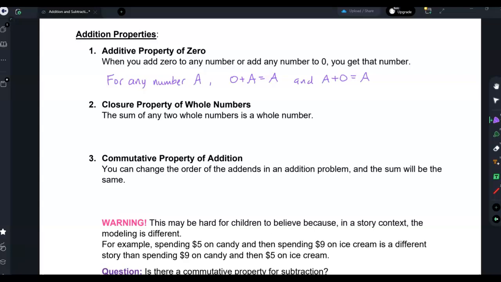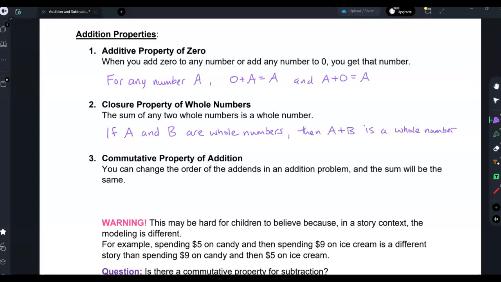So then we have the closure property of whole numbers. This is just the one that says if we're talking about whole numbers, the sum of any two whole numbers is also a whole number, right? So in symbols, if we have two numbers, we'll just call them A and B, but they represent any whole numbers, then we can say that adding them together, the answer or the sum of that is also a whole number.